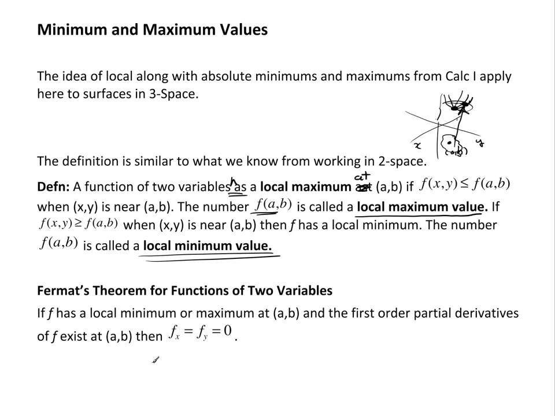Now, Fermat's theorem for functions of 2 variables actually tells us, in a sense, how to find these local mins and maxes. The theorem says if f has a local min or max at (a, b), and the first-order partial derivatives of f exist, then those partial derivatives will in fact be 0. That makes sense intuitively, because how do we find candidates in 2-space for local mins and maxes? We took the derivative and set it to 0, or found where the derivative was undefined. So those were our candidates.